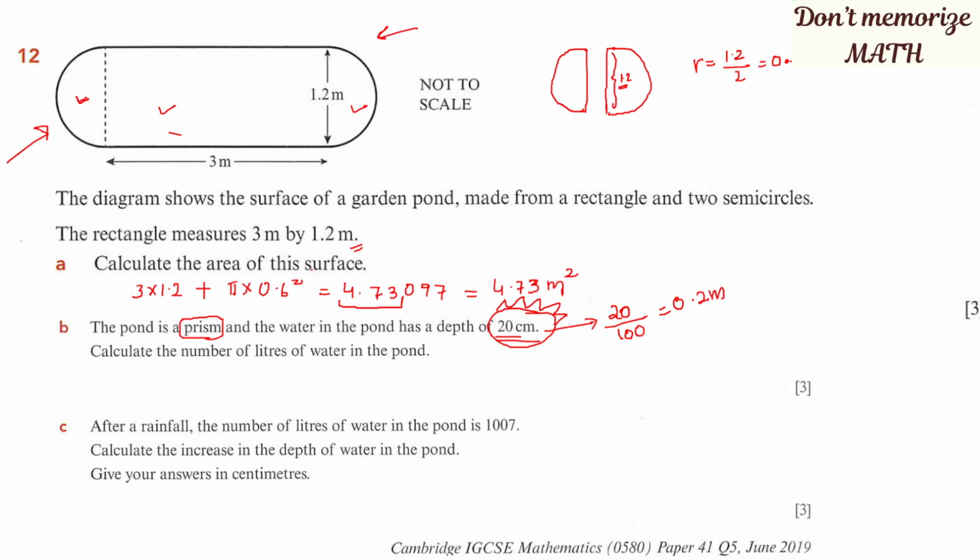Now calculate the liters of water in the pond. How much water it contains, if you have a question related to volume, in the box how much it contains, that always refers to the volume. So here we need to find the volume of this prism. So how to find the prism volume?